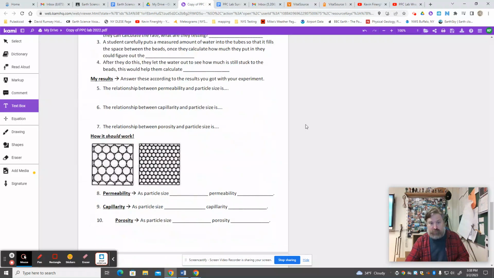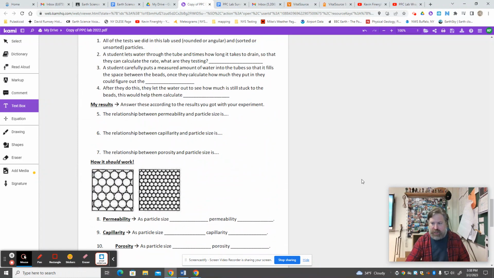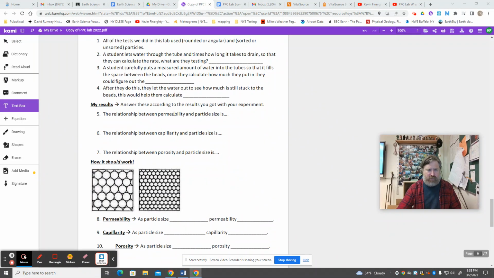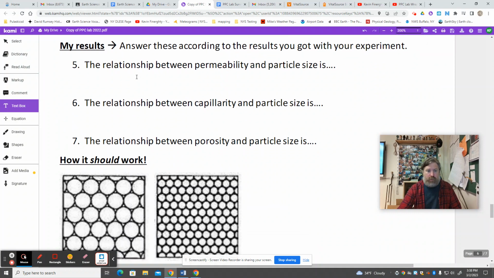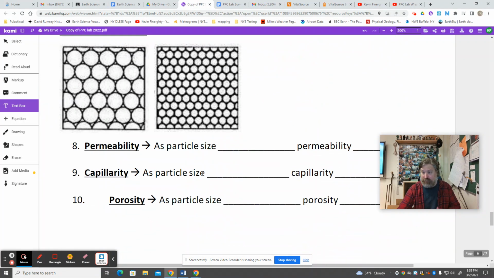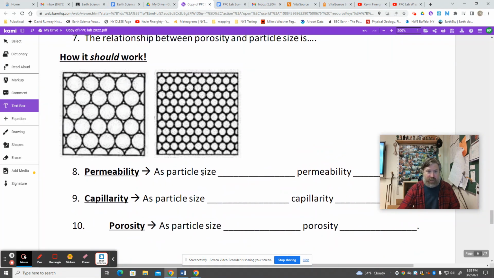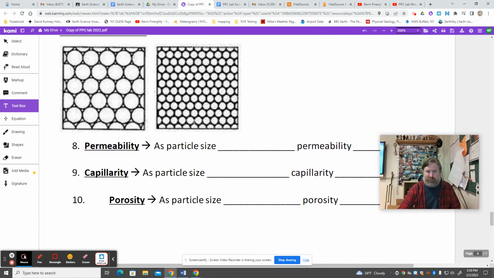That said, the first thing I want to do here is scroll way down to whatever page this is, page 6, and answer this stuff. Now, these are going to be your results. You're going to tell me what your relationship was, even if it's wrong. I want you to do it by your data. But here's how it should work.